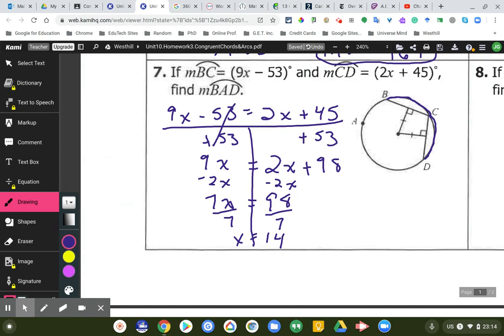Okay. What we have to find is the measure of arc BAD. And we have to figure out what one of these equals first, multiply it by 2, and then subtract it. All right, here we go. Let's take, in my opinion, the easier one, which is the measure of arc CD. So that equation is right here. And we have 2 times 14, because now we know x is 14, plus 45, right? So 2 times 14 is 28 plus 45, which is 73. Remember, we have to multiply by 2, and that equals 146.